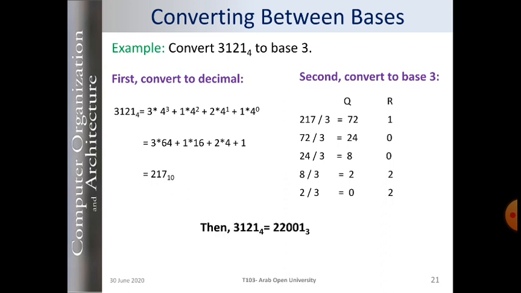So the answer is 3124 to the base 4 equal to 22001 to the base 3. Be careful of the order of the numbers.